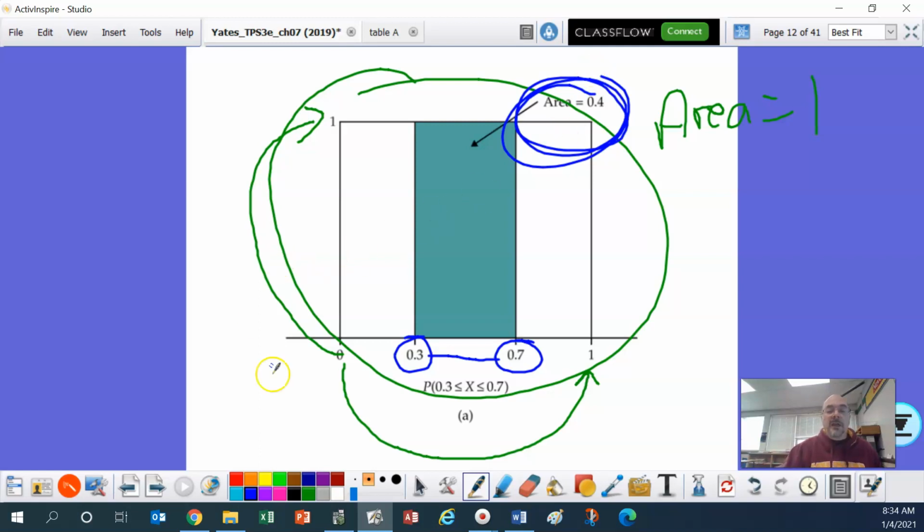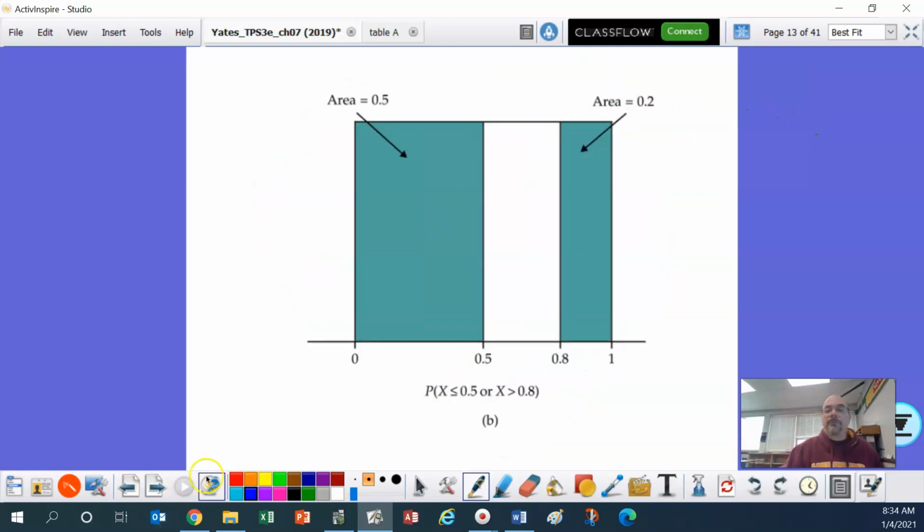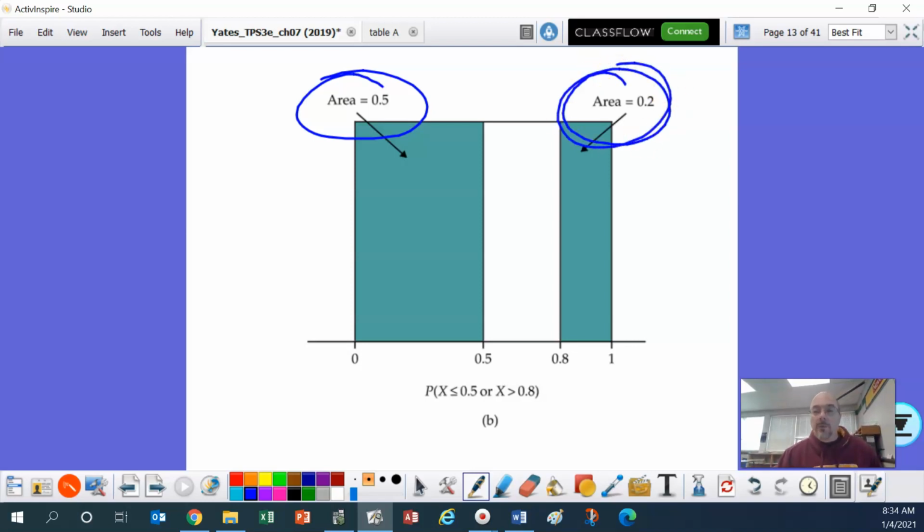All right, let's look at another shape. Same shape, but different areas. So the area from 0 to 0.5 is 0.5, which would be the probability of landing in that section. Remember, area and probability mean the same thing. We did that in chapter 2. Okay, from 0.8 to 1, the area is 0.2. These are in your book.